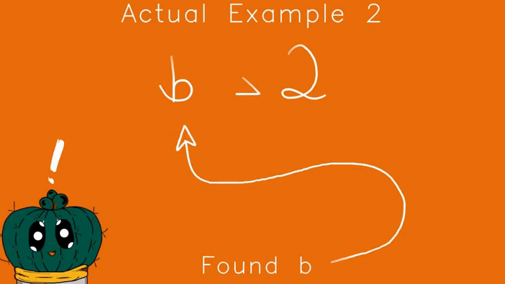So we are left with the answer, which says that b, whatever value it takes, is going to be greater than 2. It can be 4, 7, 200, 2000, whatever it is, it's going to be greater than 2.